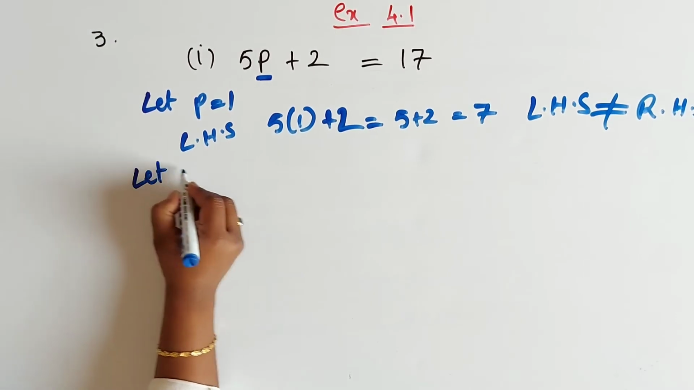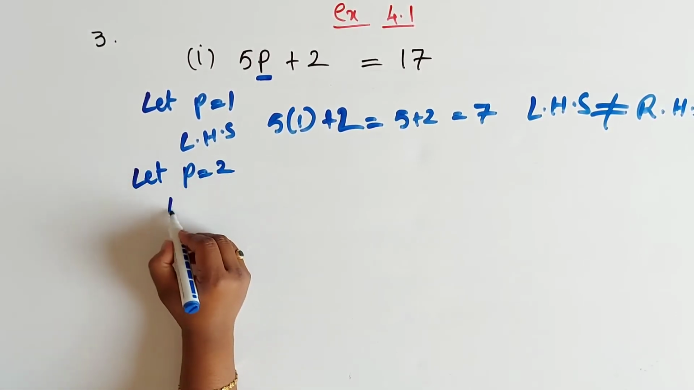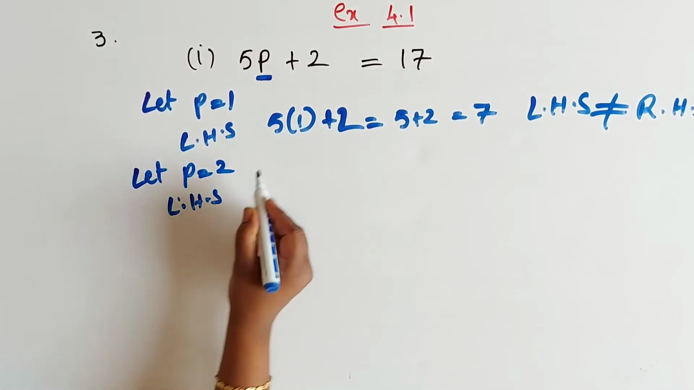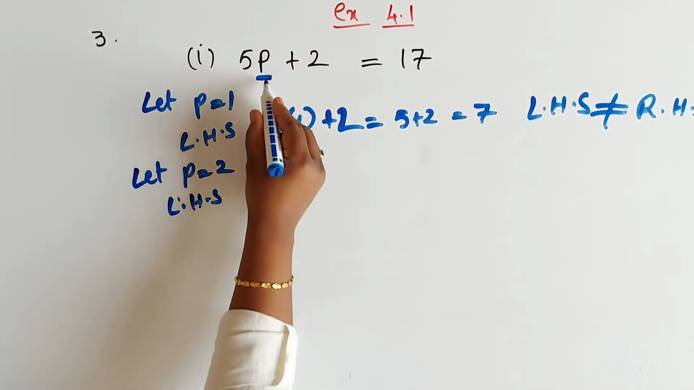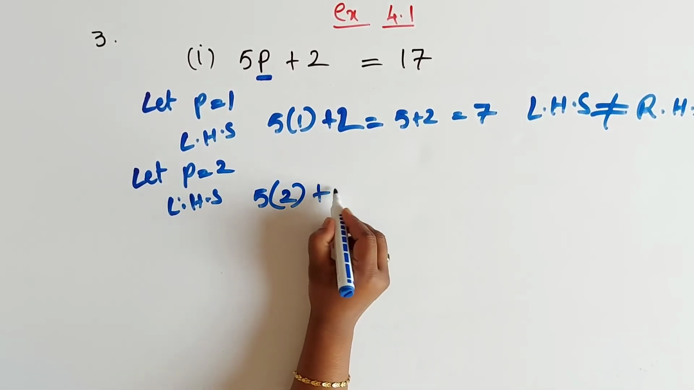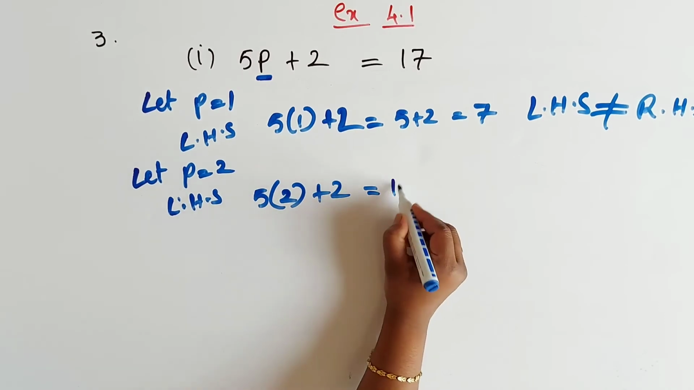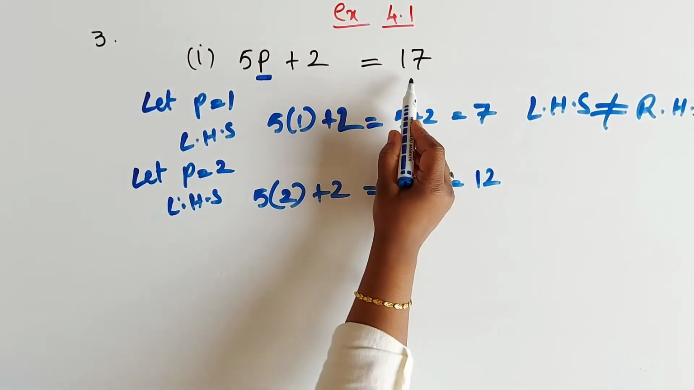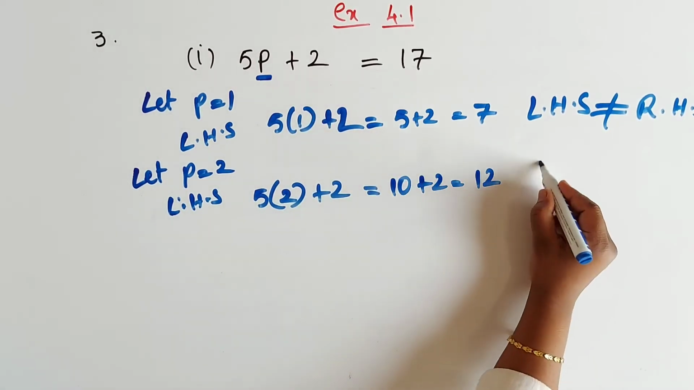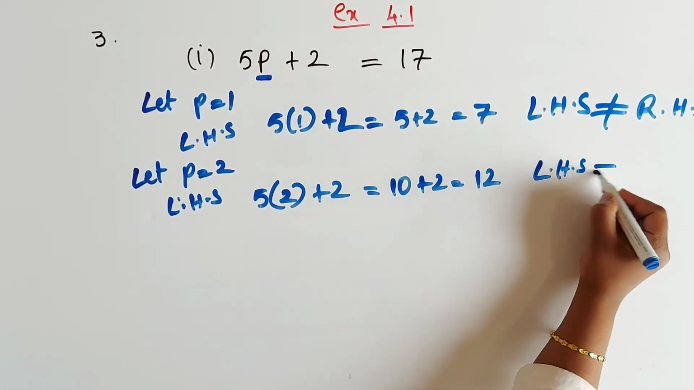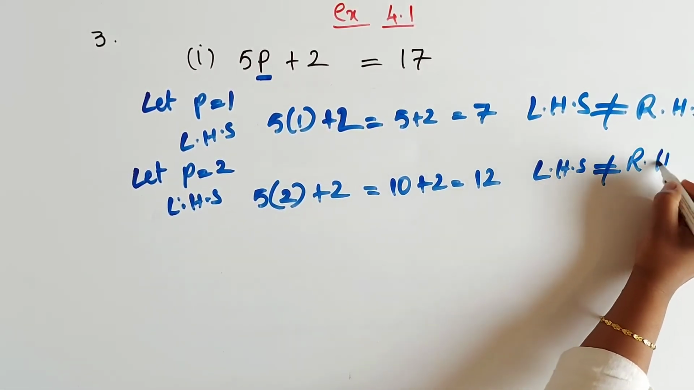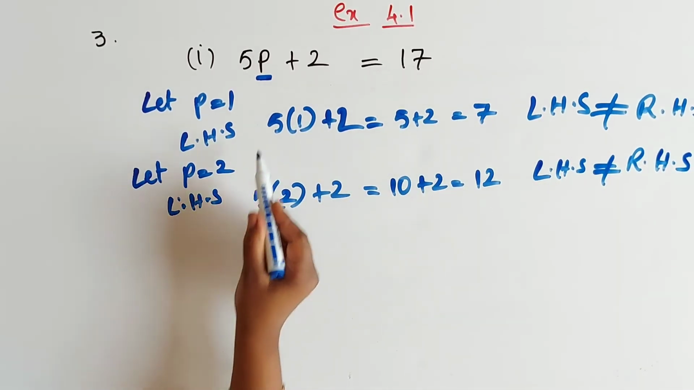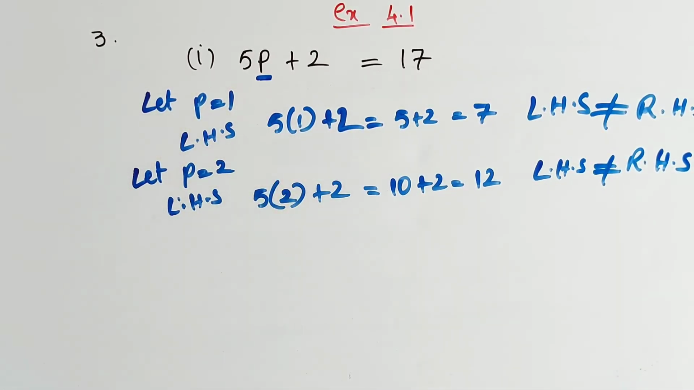Let us try p equal to 2. Now we will check LHS. 5 in p place we have to write 2 plus 2. 5 2s are 10 plus 2. 10 plus 2 is 12. What is our RHS? It is 17. So here also LHS is not equal to RHS. That means p equal to 2 also not the solution for this equation.